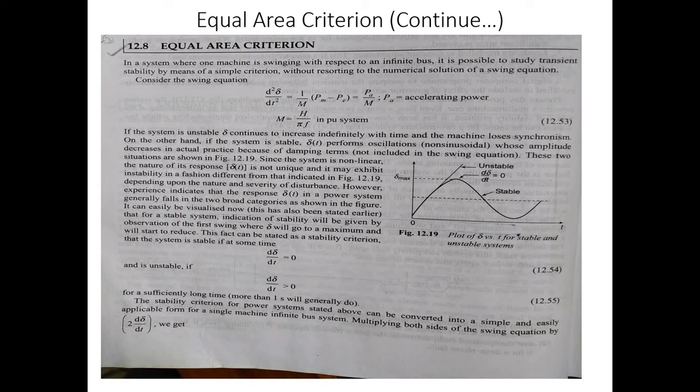It goes up to the maximum value, then starts to reduce, and then again goes to increase. And this is the graph which shows the system is in stable condition.